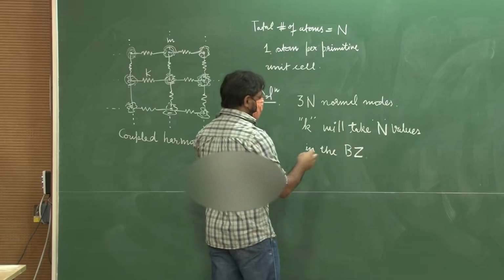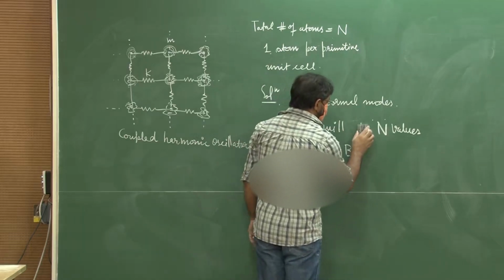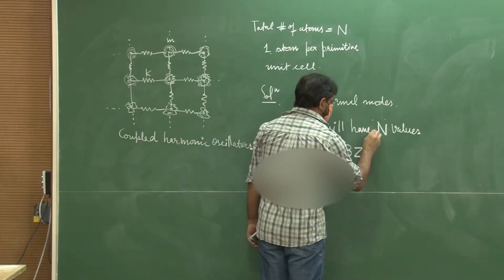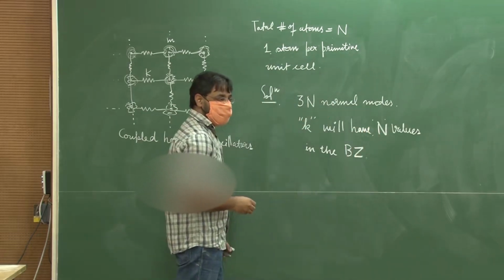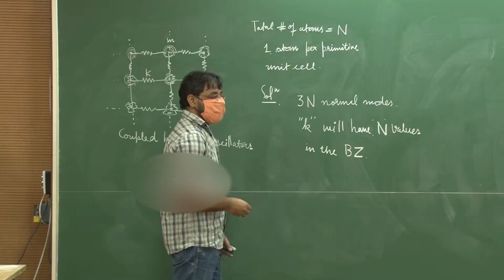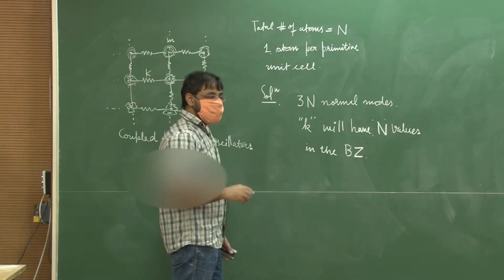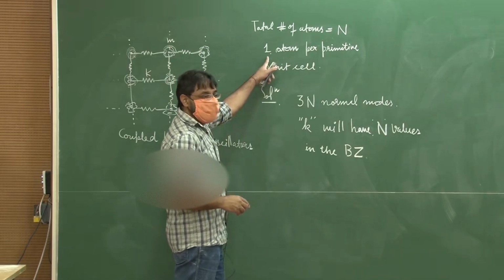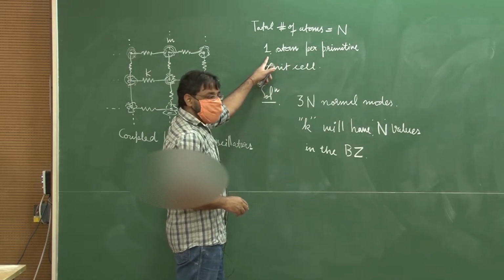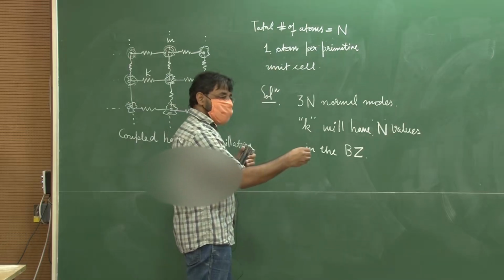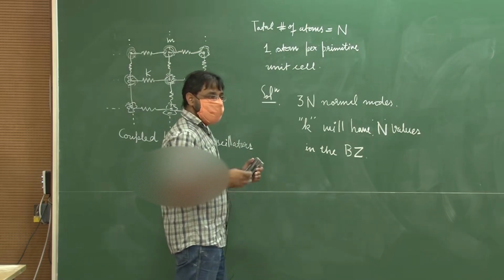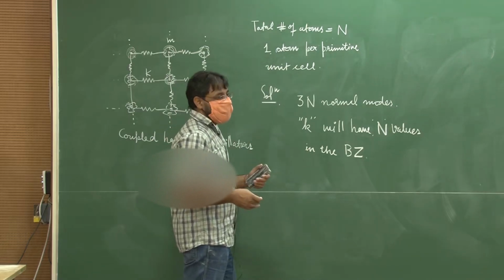or k will have n values in the Brillouin zone, and each value of k corresponds to 3 values of omega. So for each k you have 3 omegas, and those 3 omegas are the 3 acoustic branches. Because we are dealing with a monoatomic lattice, there are no optical branches. So there are 3 acoustic branches, and of these 3 acoustic branches, one is longitudinal acoustic and the other 2 are transverse acoustic, right? So TA1, TA2 and LA.